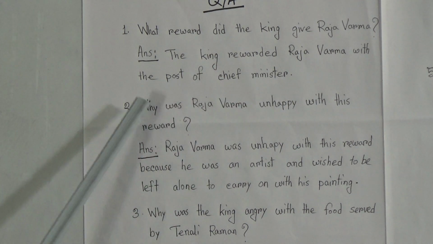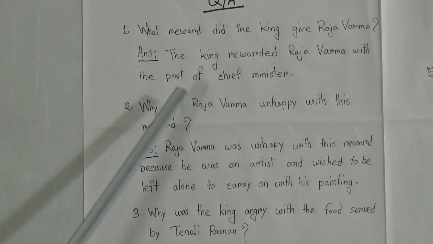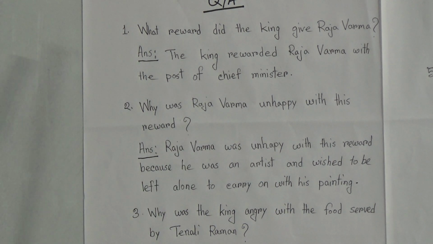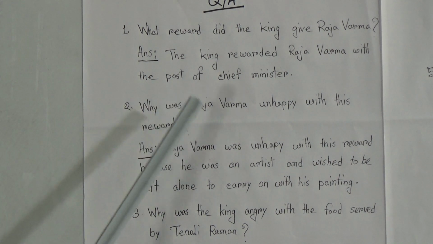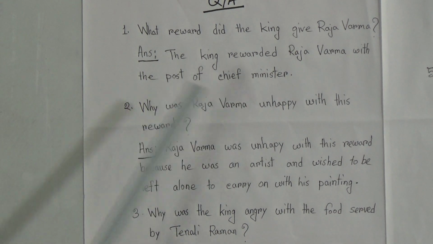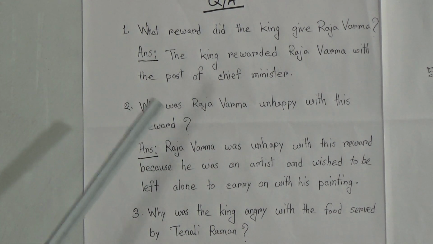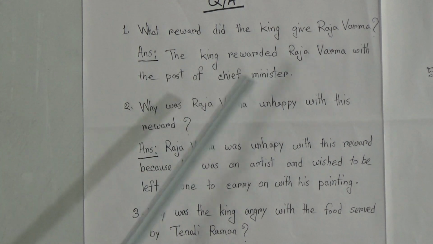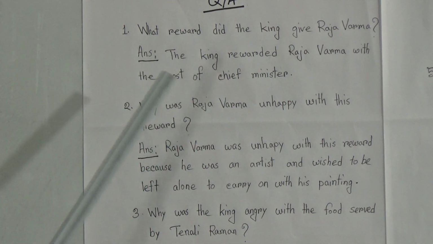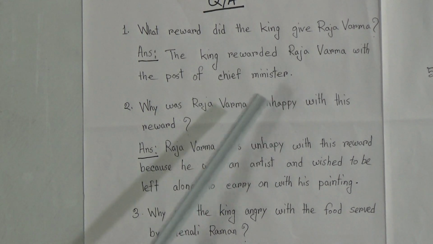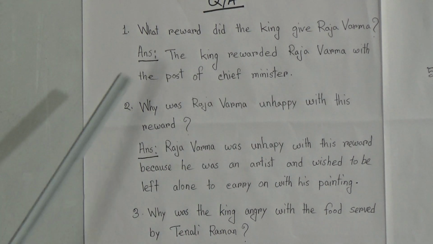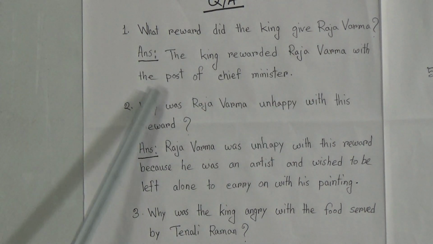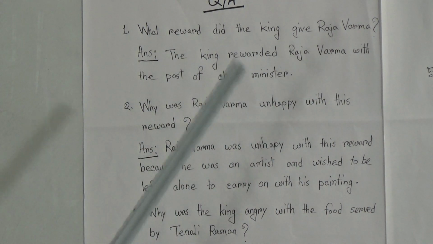The king was so pleased with Raja Varma that he asked him to name anything he would like, but Raja Varma was very shy, so he said nothing, and at last the king said that he could be the chief minister of his kingdom. So the answer is, the king rewarded Raja Varma with the post of chief minister.